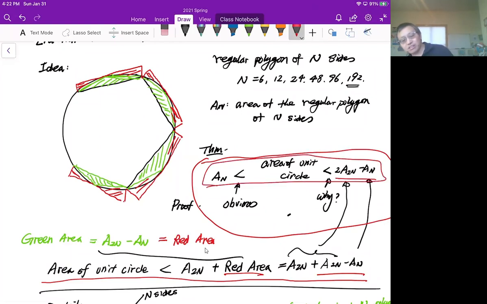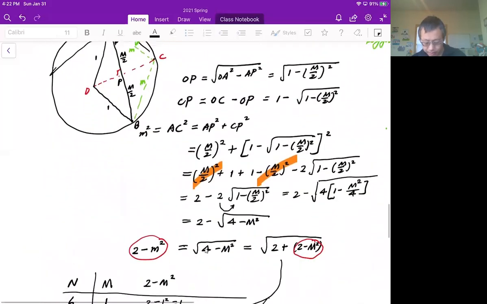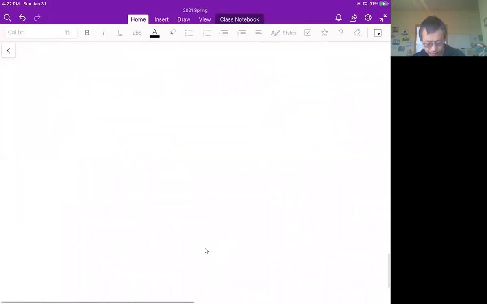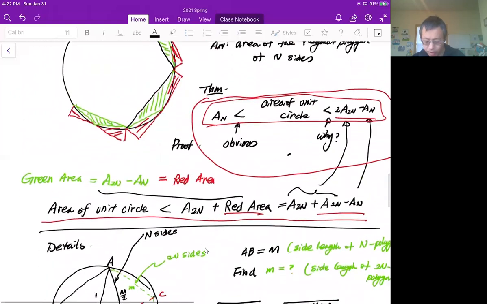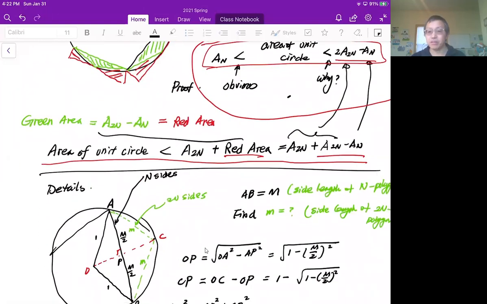Based on this, someone almost 2,000 years ago finished the estimate. We don't go into the detail, but it's a good idea. Anyway, that's from last time. Are there any questions?